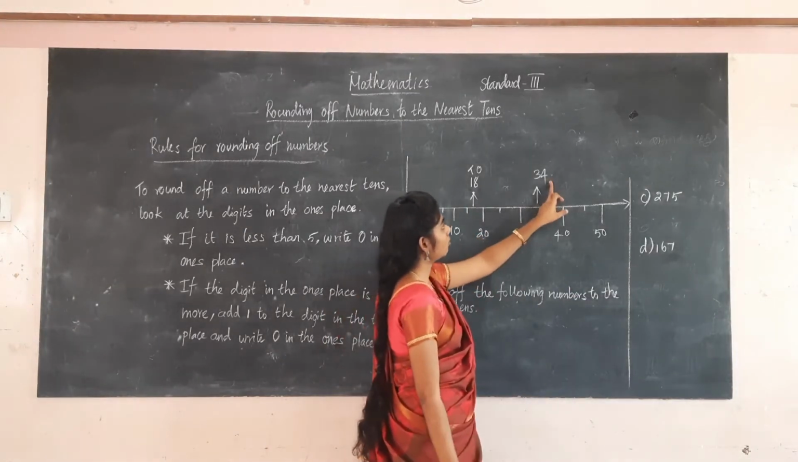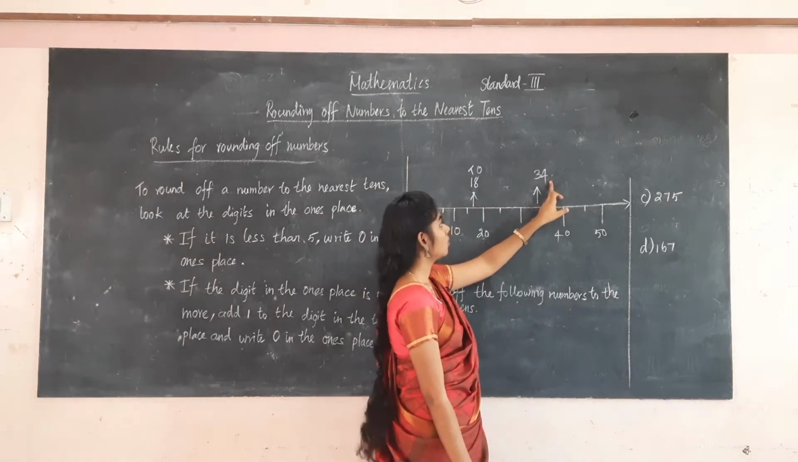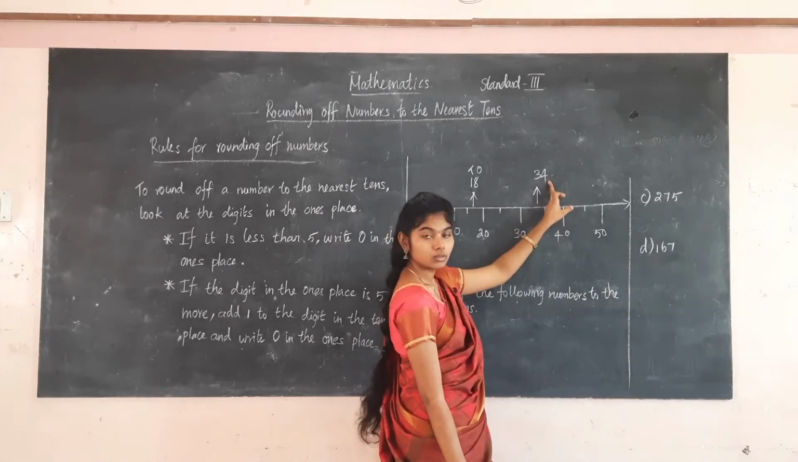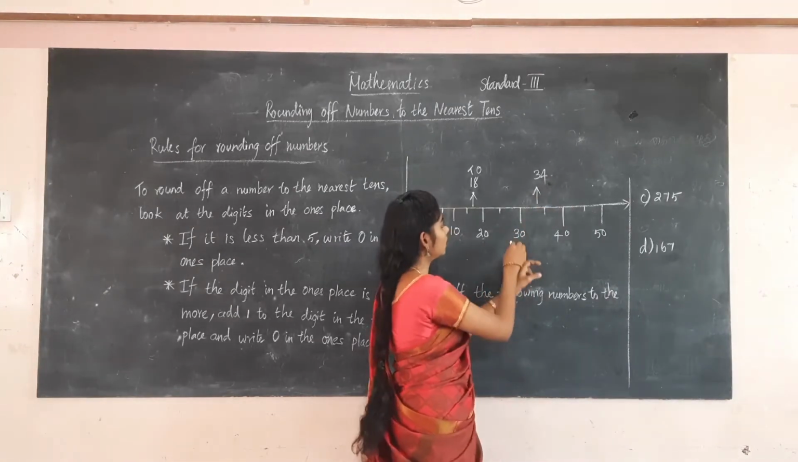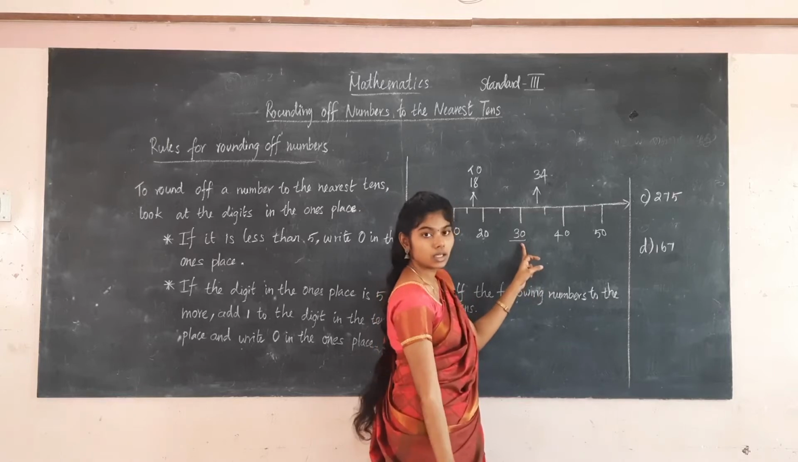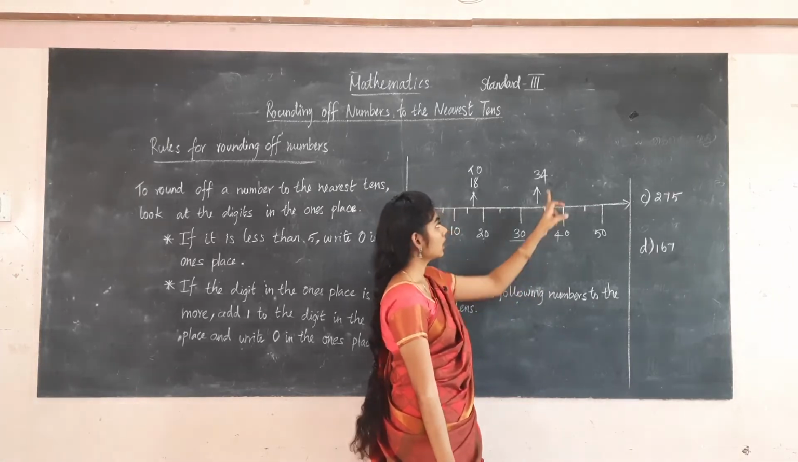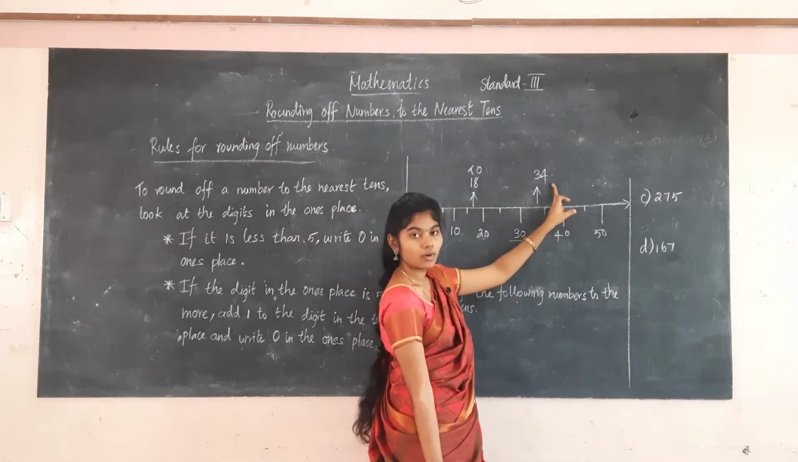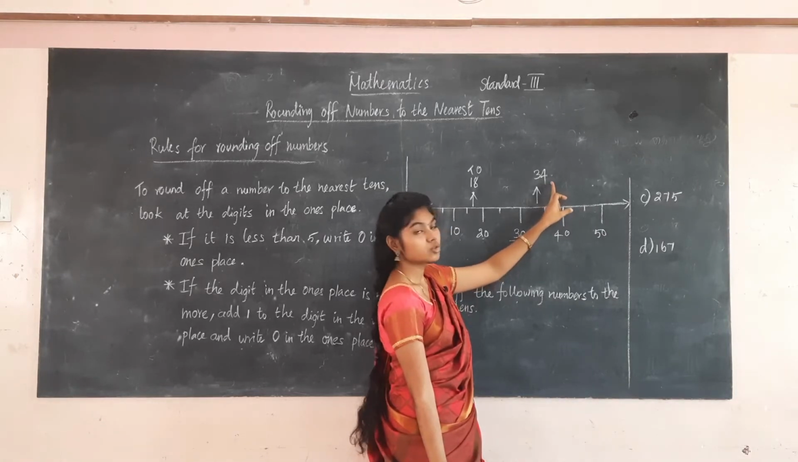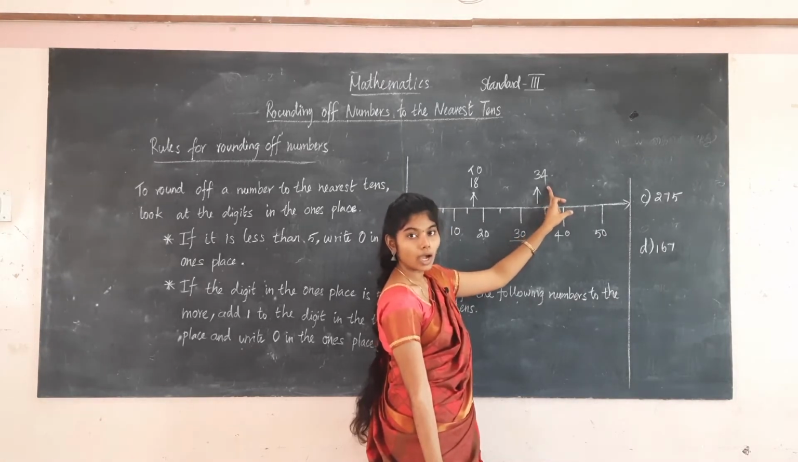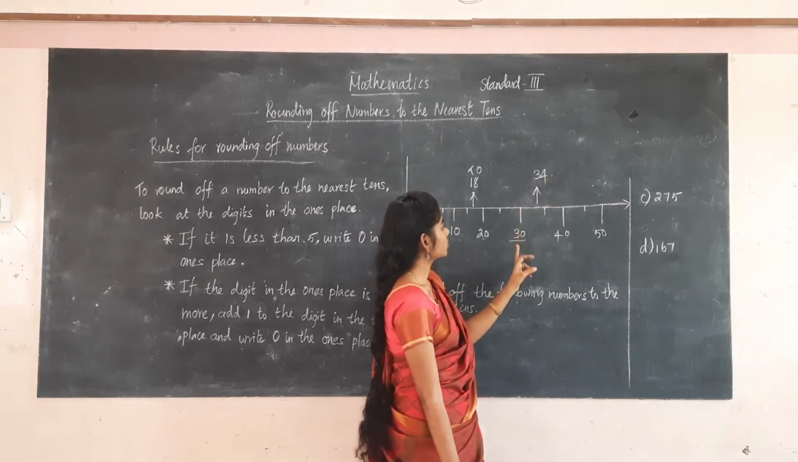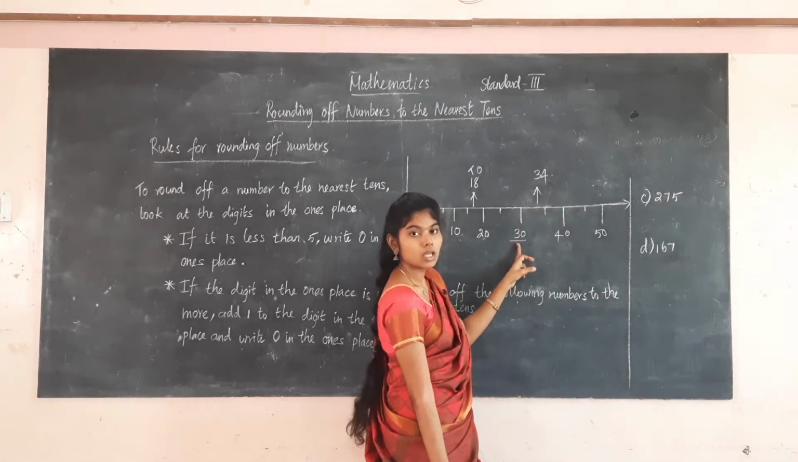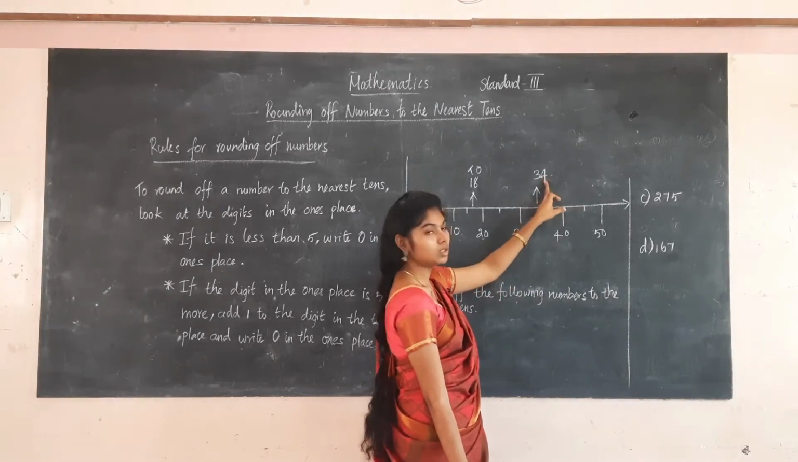Then see, I have marked here 34. It is nearest to this number 30. How am I saying it is nearest to 30? Because the ones digit is less than 5. Less than 5 means the number 4. So less than 5 means we have to write 0 in the ones place. So the rounded number is 30 for the number 34.